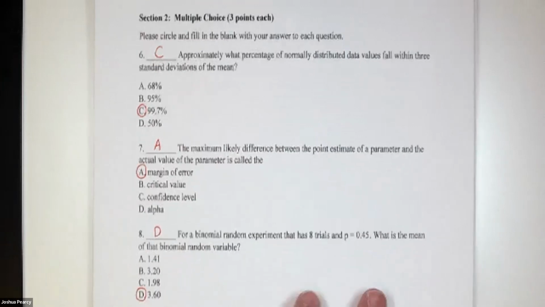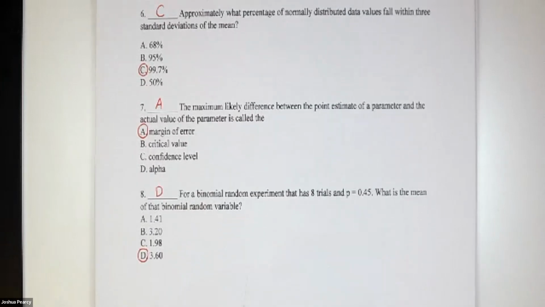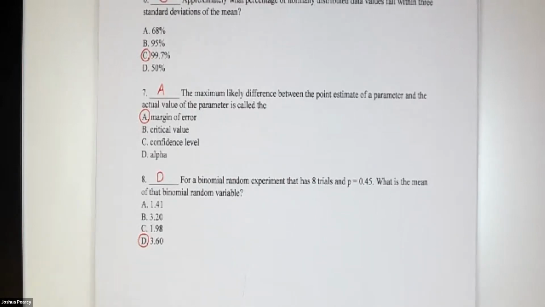Awesome. Number 6, approximately what percentage of normally distributed data values fall within 3 standard deviations of the mean? That's just using the empirical rule, 99.7. Number 7, the maximum likely difference between the point estimate of a parameter and the actual value of the parameter is called the margin of error. Just the definition of it.